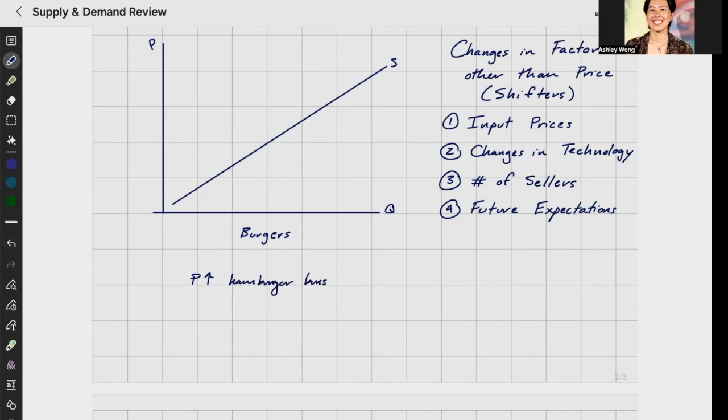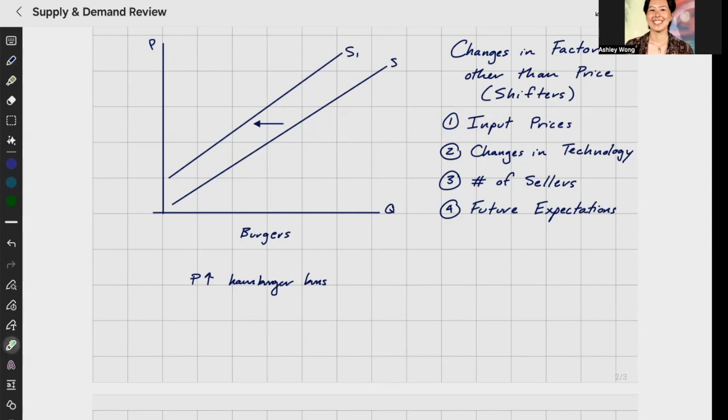So the price of hamburger buns has gone up. Hamburger buns are an input for producing hamburgers. And what this tells us is essentially that burger production has gotten more expensive. So when it becomes more expensive to produce burgers, because we have this increase in input prices, we know that our supply curve will shift to the left. So there is a decrease in supply because production has become more expensive, so producers will choose to produce less at every given price.